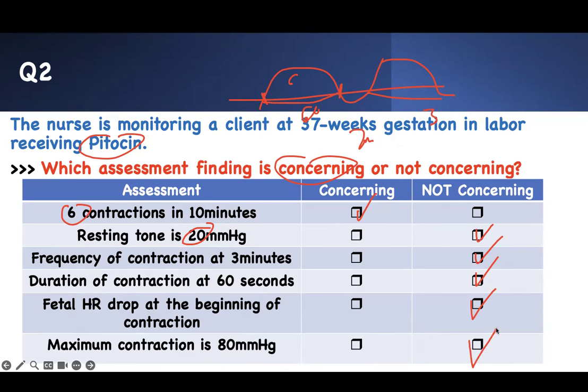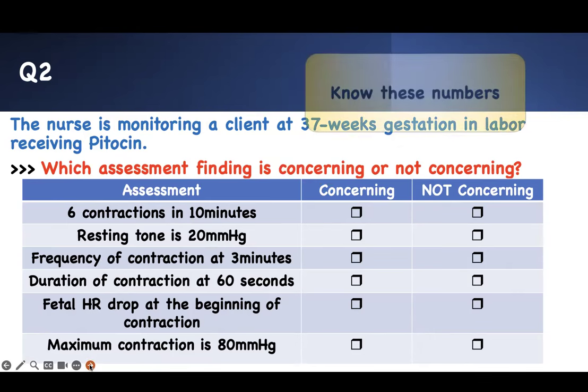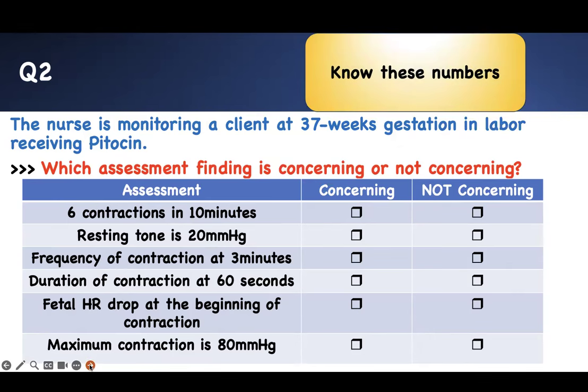So the only thing in the case is what? 6 contractions in 10 minutes is unacceptable. So which finding is concerning? Those are the numbers you should be comfortable with. Those are the numbers the NCLEX will ask you. I put it in a table form to make it look like it's hard, but know these numbers.